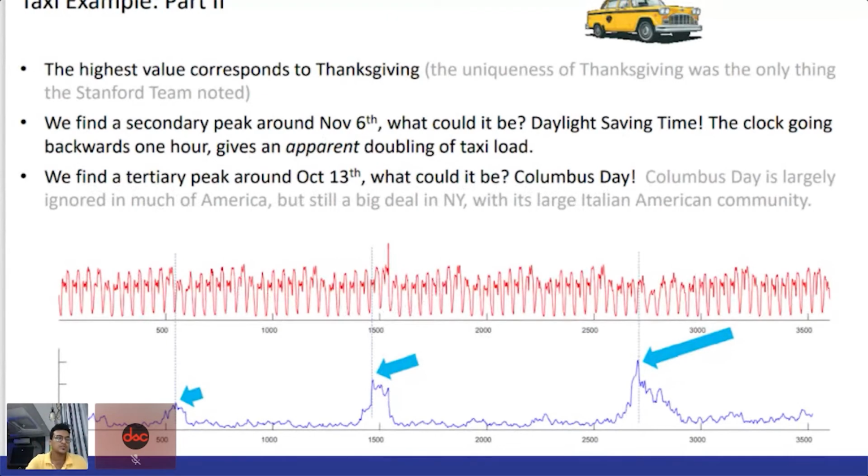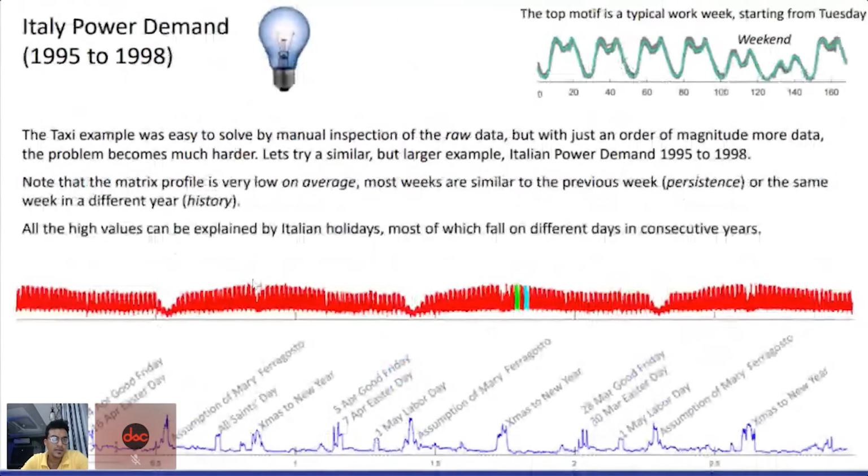Yeah. So let's also focus on this power demand, right? Followed by the taxi example, this is the power demand of Italy from 1995 to 1998. If you look at it, this red data here does not really give you anything. It does not make sense to us. It is just a lot of data, right? But when we convert it into a matrix profile, this is what it gets into.